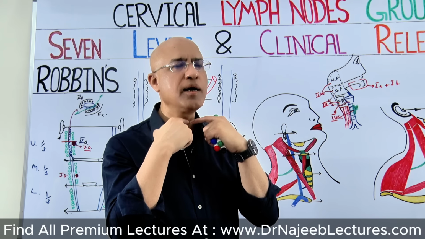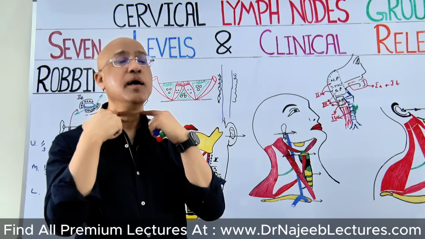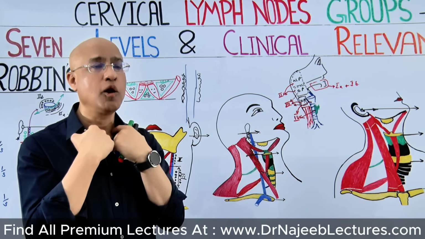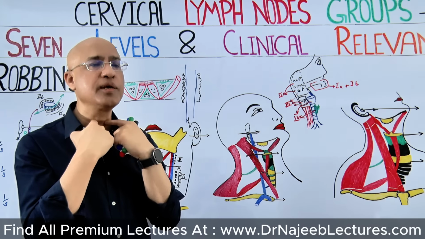Then below the hyoid bone and up to the lower border of the cricoid, which was the middle third of the internal jugular vein, right? This was level 3, right? And it was draining basically larynx and hypopharynx, right? And sometimes the lower part of hypopharynx. Then oropharynx, right?